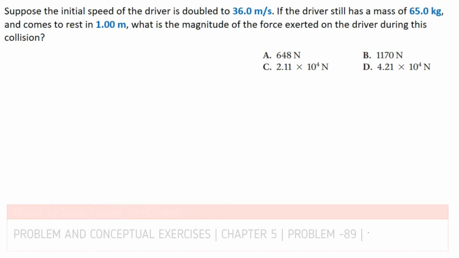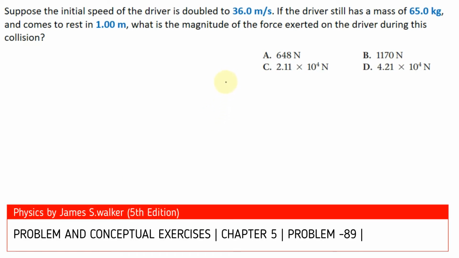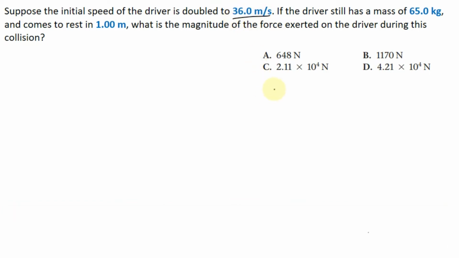Okay, in the next question it says that the initial speed for the driver is doubled to 36 meters per second and the mass still remains the same, that is 65 kg, and it comes to rest in 1 meter. Then what would be the force exerted on the driver during the collision? So the initial speed this time becomes 36 meters per second and the final speed is 0, and it becomes 0 over a distance of 1 meter.